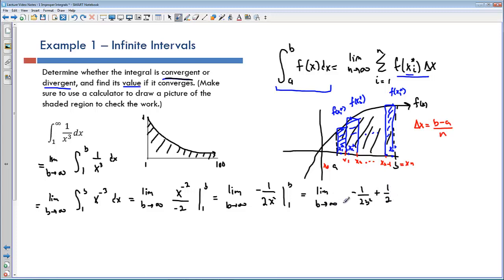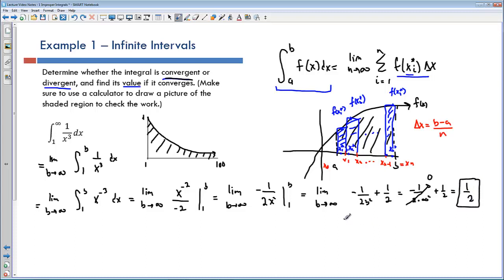And then notice what happens when I plug in infinity for b. I have to interpret this, so this is going to equal negative 1 over 2 times infinity squared plus 1/2. And of course, this term here is going to be 0, because negative 1 over a huge number, as numbers get bigger and bigger, is closer and closer to 0, so the limit is 0, and so it's just equal to the number 1/2.